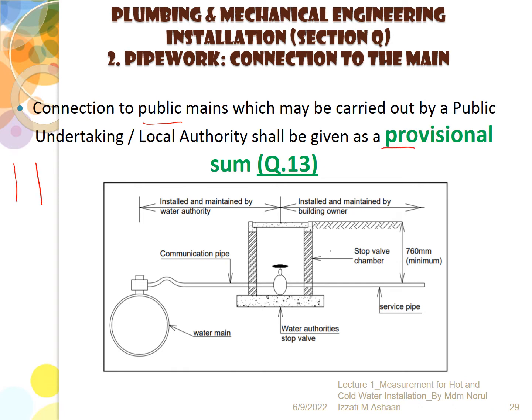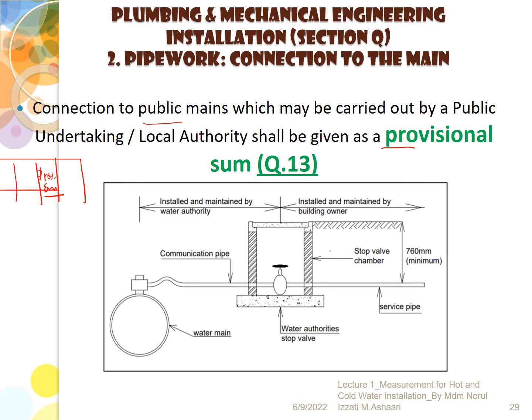If you look at the provisional sum, let's say this is the three lines in your dimension paper, you just have to write here provisional sum. So the amount of the provisional sum that needs to be written in the description, maybe you can just put in blank unless the amount for this connection to the public main is given in the description, okay, or is given in the specification or the notes in the drawing.